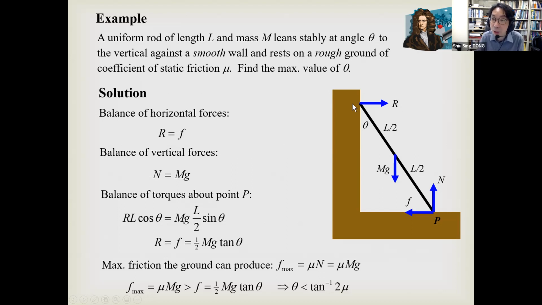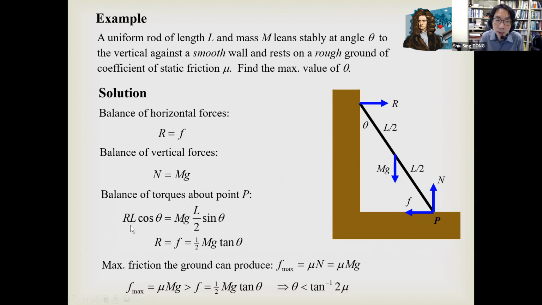This is a clockwise moment because it tends to turn the rod in the clockwise direction. And what is the counterclockwise moment? It is by the weight of the object. The weight of the object is mg, and it's the perpendicular distance from the point P. This distance is L over 2, and this angle is theta also. So this distance is L over 2 sine theta. So I have a torque of mg L over 2 sine theta. This is the counterclockwise moment.